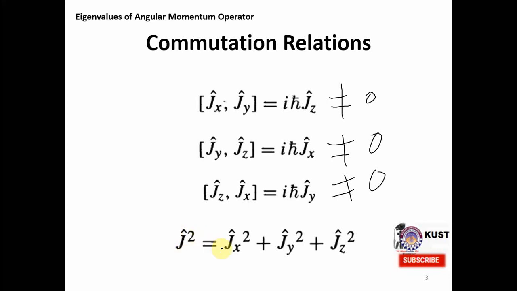So J square is equal to Jx square plus Jy square plus Jz square, and we will see later in this lecture that J square and any component of J will have common eigenvalues, and we will derive them. Once we derive them for any component, the same eigenvalues will also be true for the square of the angular momentum. Okay, this was a kind of reminder from the last lecture, these commutation relations.